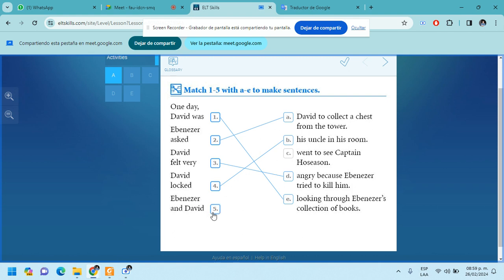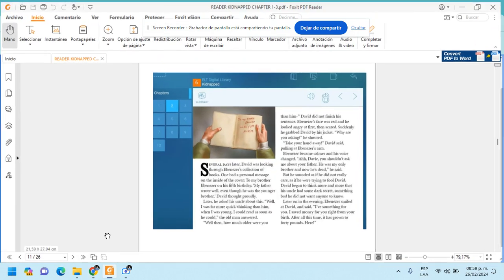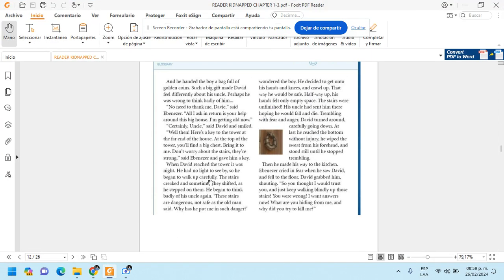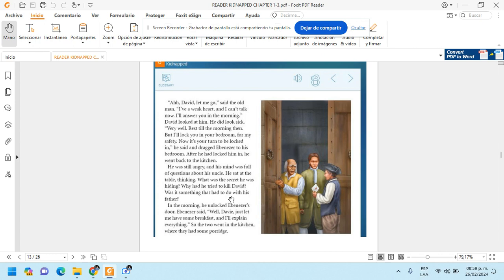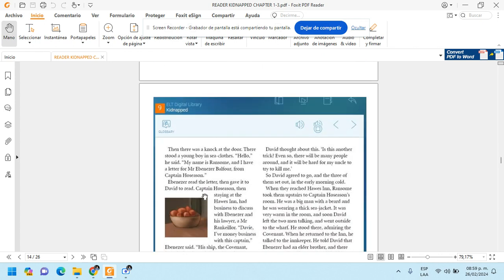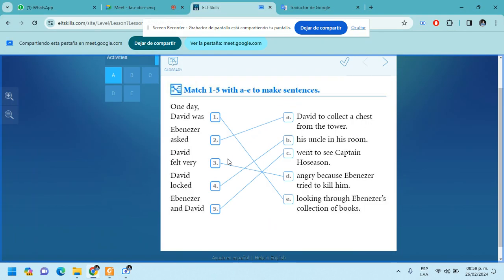Ebenezer and David see Captain Hoss. And David says, no, the next day, he says, no, tomorrow morning, we are going to go to see the captain. And I am going to explain you everything, he says. No, but this was... It was an excuse. Fue una excusa nada más, ¿no? This. Okay.